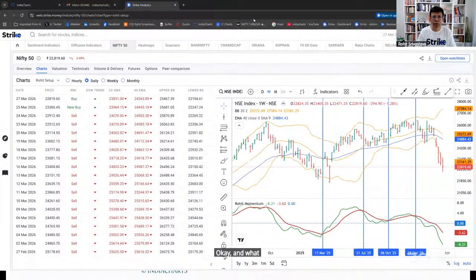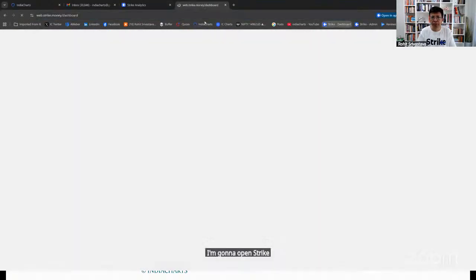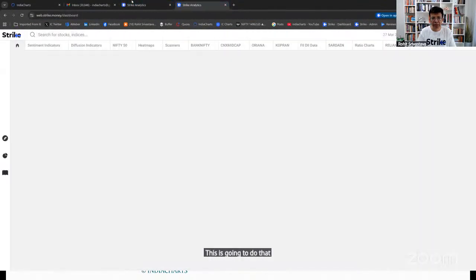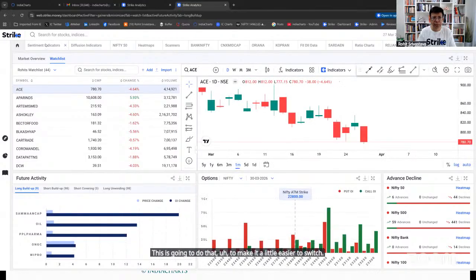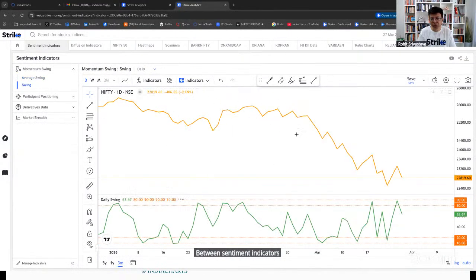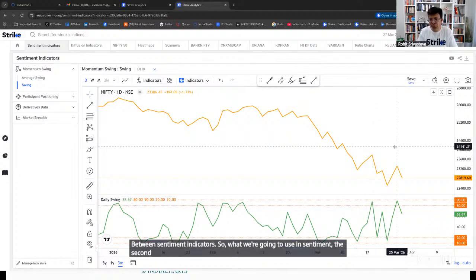Okay, and what I'm going to do here is open strike on one more page, just to make it a little easier to switch between the sentiment indicator. So what we're going to use in sentiment, the second indicator, I said this is going to be a two indicator setup, and that is the daily swing.